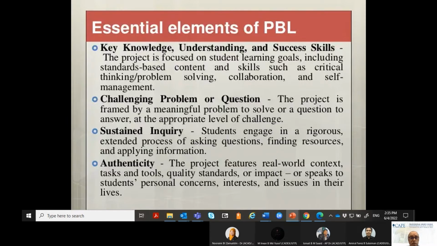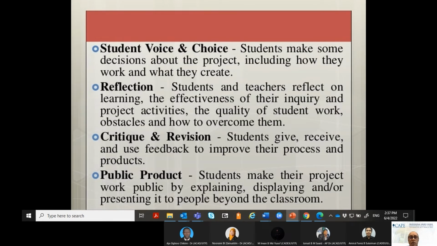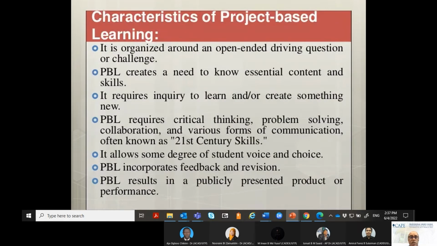So they are engaged in a rigorous, extended process of asking questions, finding resources and applying information. It is simulating being a designer. Then authenticity, where the project features a real-world context, and student voice and choice. They can also make their voices heard in creating reflection, critique and revision, and a public product. So these are the elements which are required, and some of them are taken care of in this.